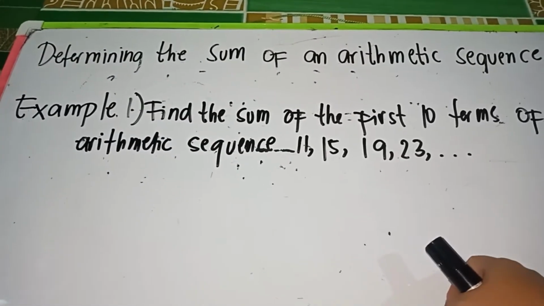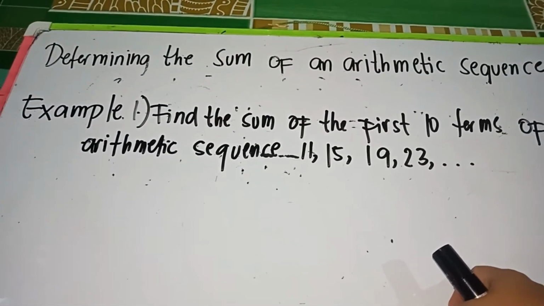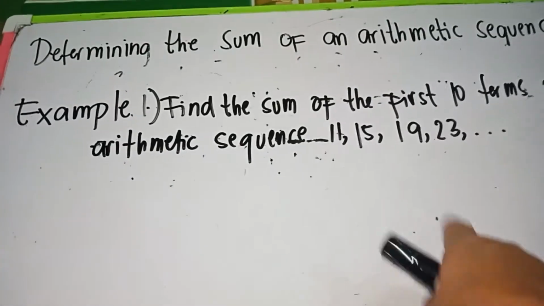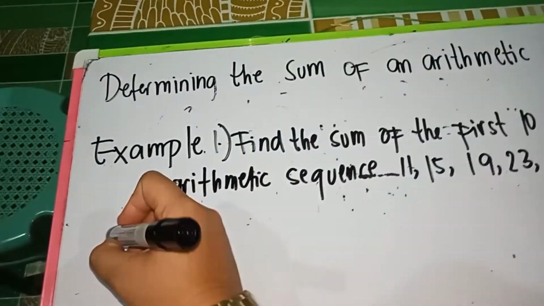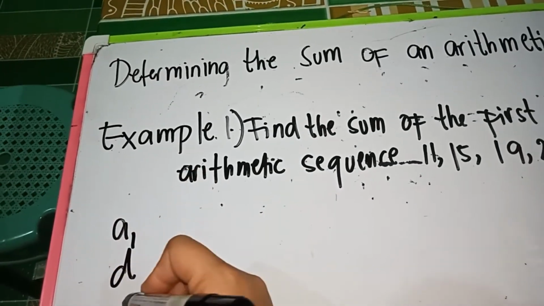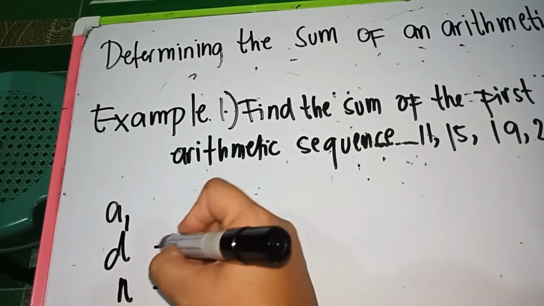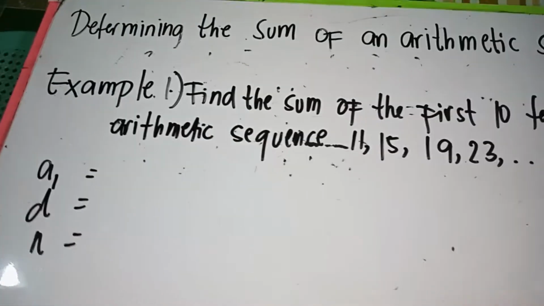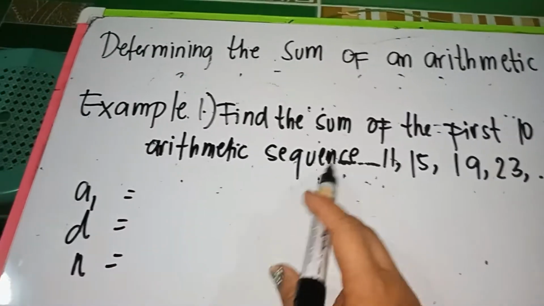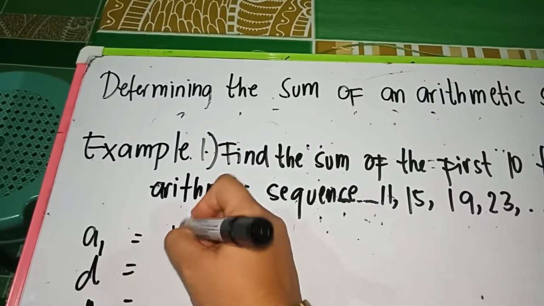Okay? So, ngayon, ang gagawin natin is to write all the given. Okay, so ano ba yung mga given natin? We have a sub 1, and then common difference, and then n. So, isulat natin lahat ng ating given. Okay, so our a sub 1 or the first term is equal to 11.